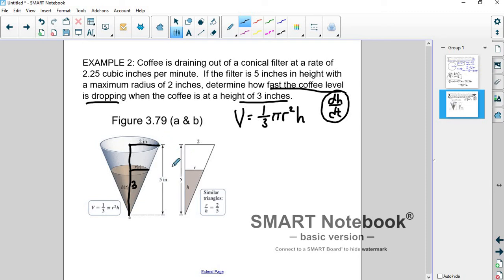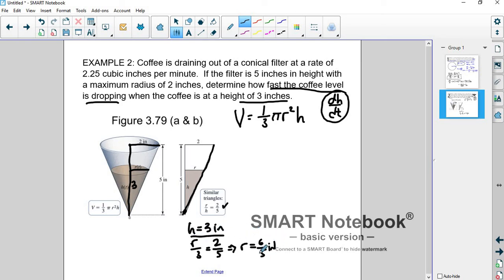Okay, well, all cones have a straight edge on the side, and this is thought of as a straight line. And so there's a ratio between R and H. Using similar triangles, R and H is the same as 2 over 5, which gives me a formula for R when H is 3. If H is 3 inches, then R over 3 equals 2/5. And so that means that R would be 6/5 inches.